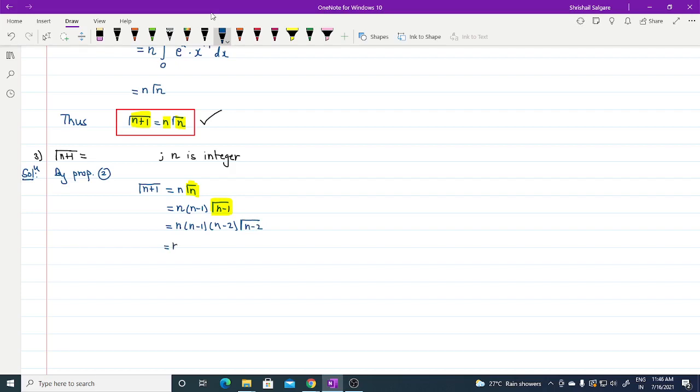That means I will write n minus 1, n minus 2, n minus 3, continue up to 3, 2, 1 into gamma 1. You have to stop at gamma 1, correct? So further it can be written as n into n minus 1 into n minus 2 into n minus 3, this is a continuous product, down to 3 into 2 into 1. So what is the value of gamma 1 here by property number 1?